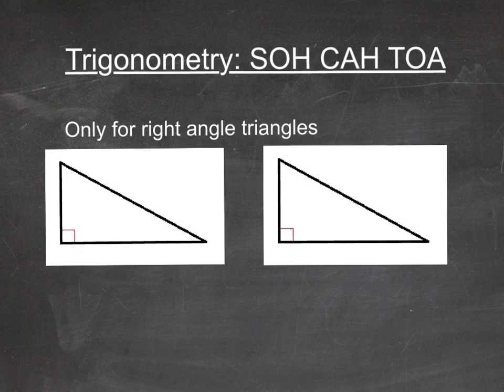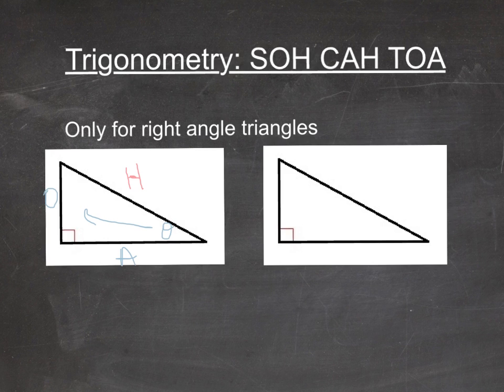So let's name the sides of the triangle. The side that's across from the right angle in the right angle triangle is always called the hypotenuse. So that is H. Then my opposite and adjacent sides depend on where my focus angle is. Say I place my focus angle here, then the side opposite to that angle is going to be this one over here. So this would be the opposite side. And then the side that's touching it would be the adjacent side.